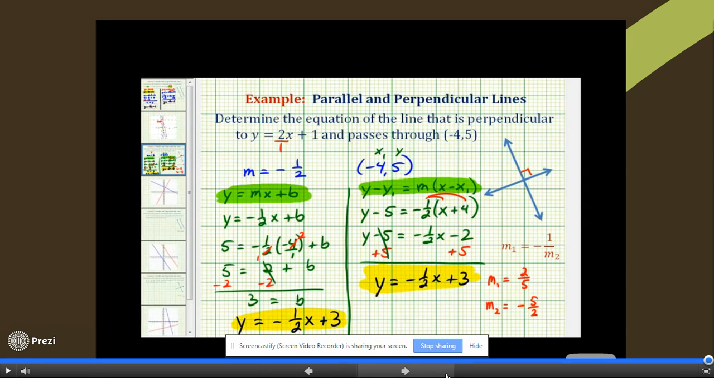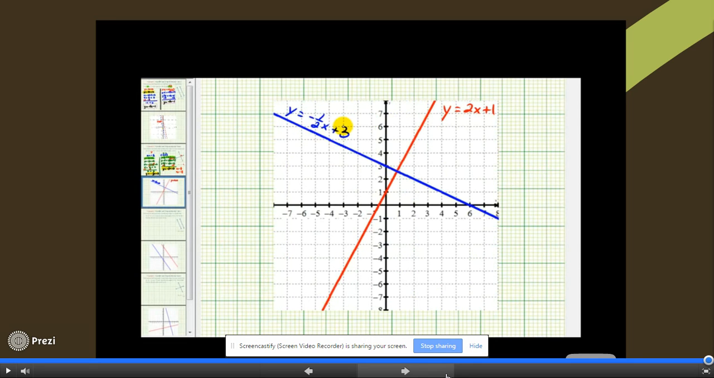And let's go ahead and quickly verify this graphically. We were given the line y equals 2x plus 1, and we determined that the equation of the perpendicular line was y equals negative 1/2 x plus 3. Notice how these two lines do intersect in a right angle here. And the blue line does contain the given point that had coordinates negative 4, 5, this point here. So our work looks good. I hope you found this helpful.